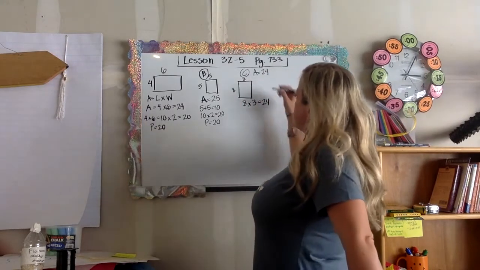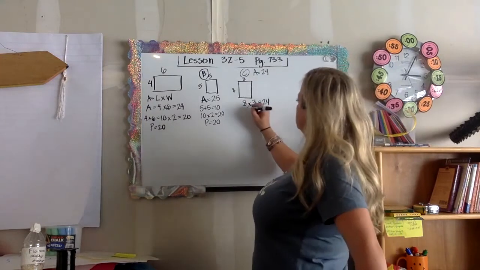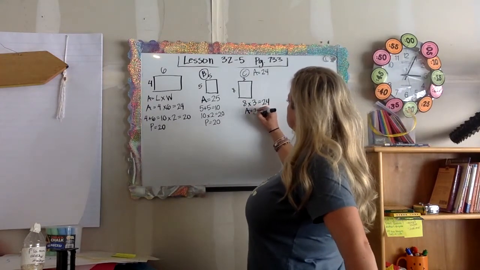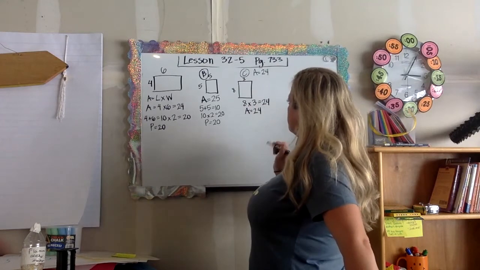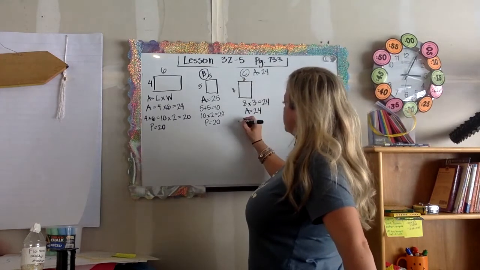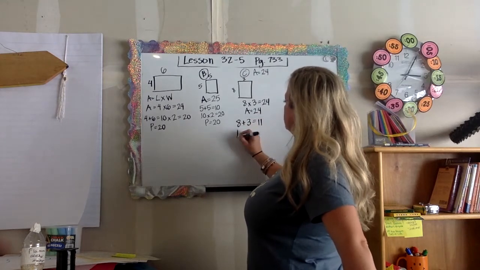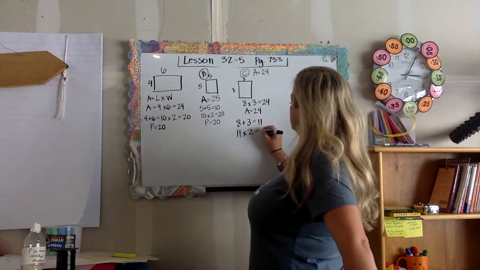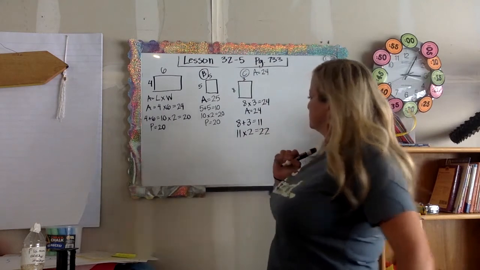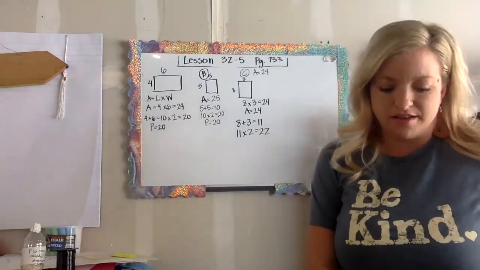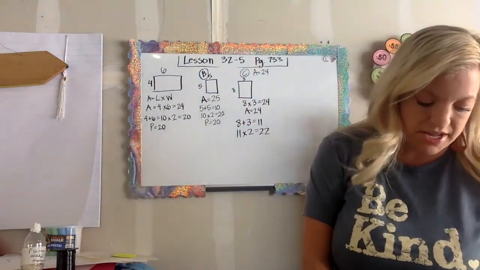I need to find the perimeter. It needs to have a different perimeter. So the area equals 24. Different perimeter, so 8 plus 3. Now I add those sides up. 8 plus 3 is 11. 11 times 2 is 22. There you go. I get a different perimeter, but I have the same area.